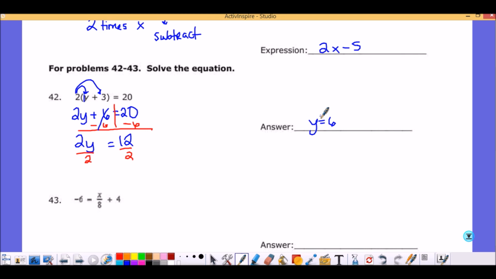All right, on problem number 43, even though you see a fraction, don't panic. What two numbers don't have letters? That's right, negative 6 and 4. So the opposite of plus 4 is negative 4. So I'm going to subtract 4 from both sides. So now I have negative 10 equals x over 8. Now, when you see this fraction bar, what does that mean? That means to divide by 8. So what's the opposite of dividing by 8? That's right, I'm going to multiply by 8. So what I do to one side, I do to the other. So that means my answer is negative 80 equals x.